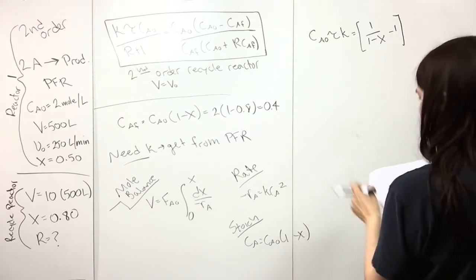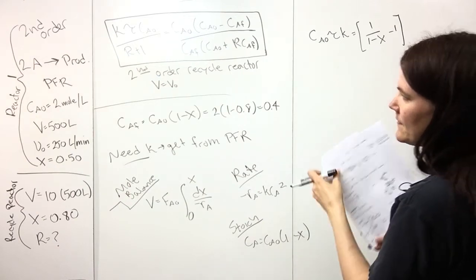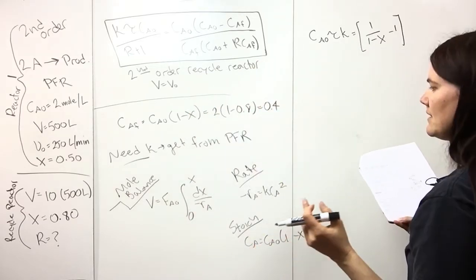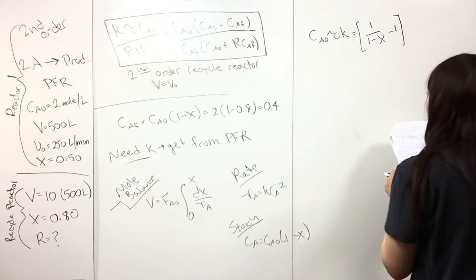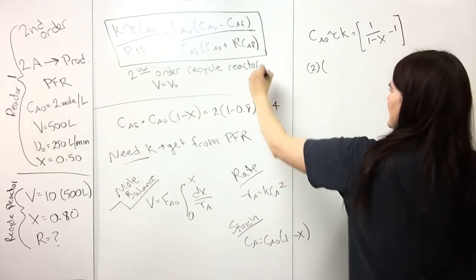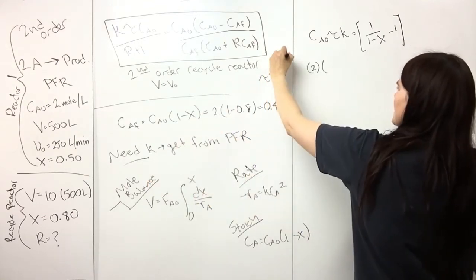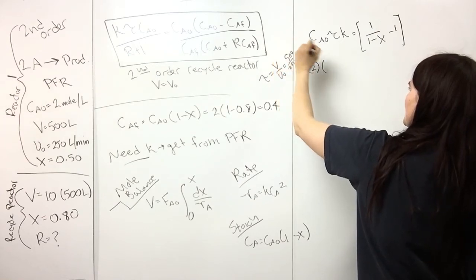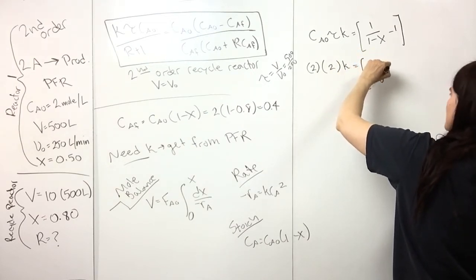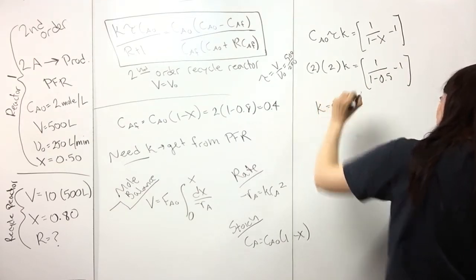So then we know CA naught, we know tau, and we know X. So CA naught is 2, and then tau is V over V naught, so that's equal to 500 over 250, so that's 2. So 2k is equal to 1 over (1 minus 0.5) minus 1, so k is equal to 0.25.